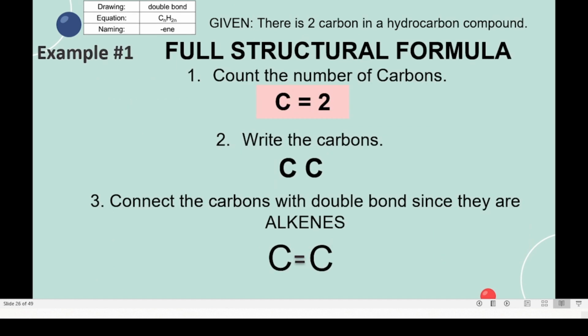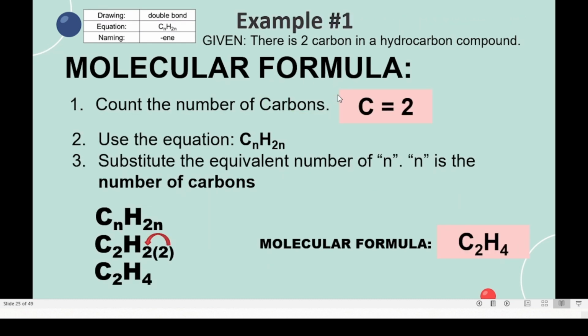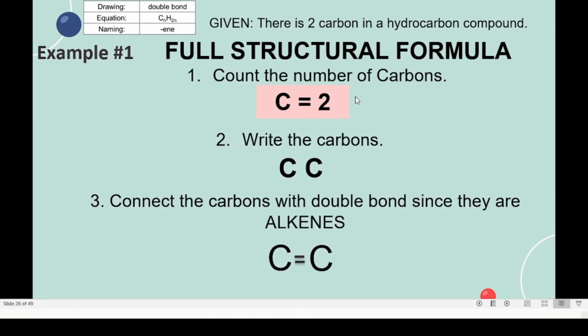Okay, now let's go to the full structure. First is count the number of carbons. So the number of carbons in ethene, or C2H4, is 2. So there are 2 carbons. Next step is to write the carbons. So write the letter C's. Third one, connect the carbons with double bonds since they are alkenes. So in this case, it is only 2 carbons, then we must put a double bond here.